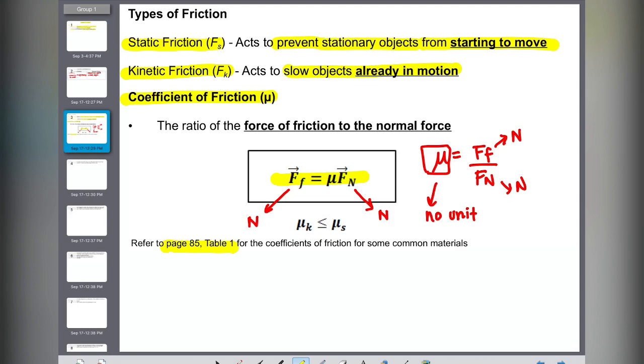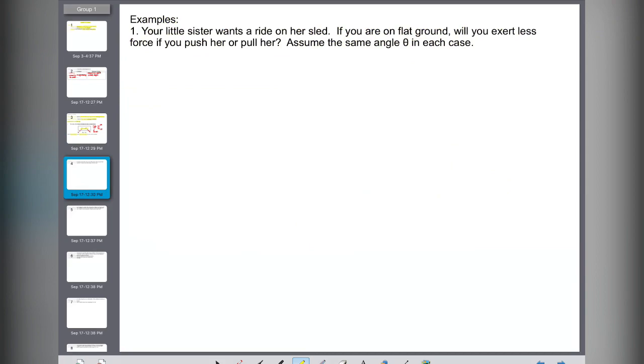Okay, so there is a data table that I don't expect you to remember the numbers from. Sometimes I might require you to calculate what it is. We would also tell you what surface to what surface, and you can also look it up in the textbook, page 81, table number 1. So this is called the coefficient of friction.